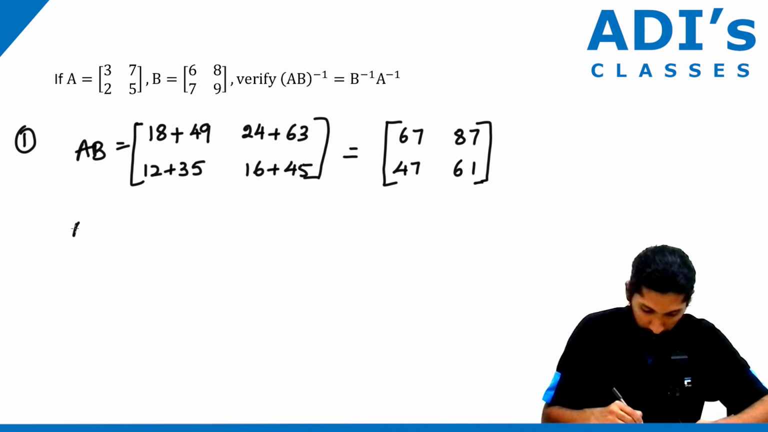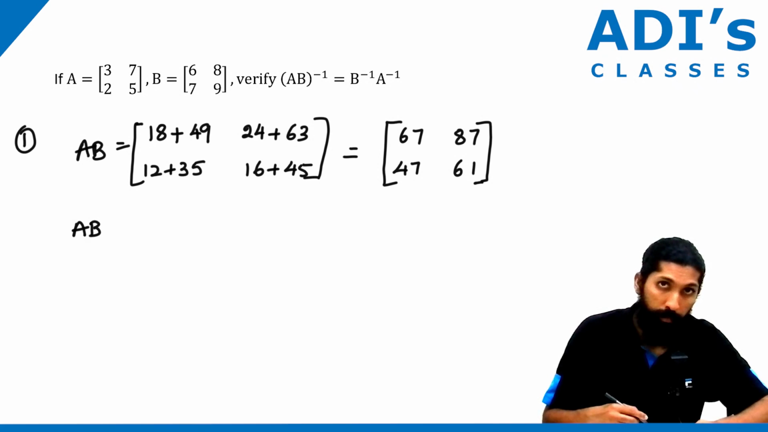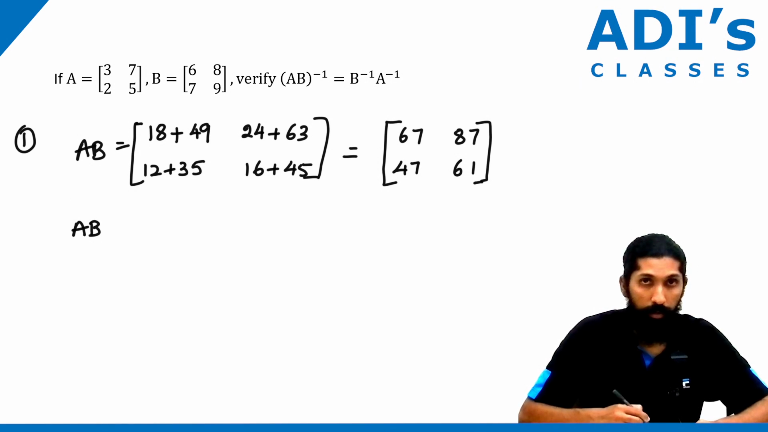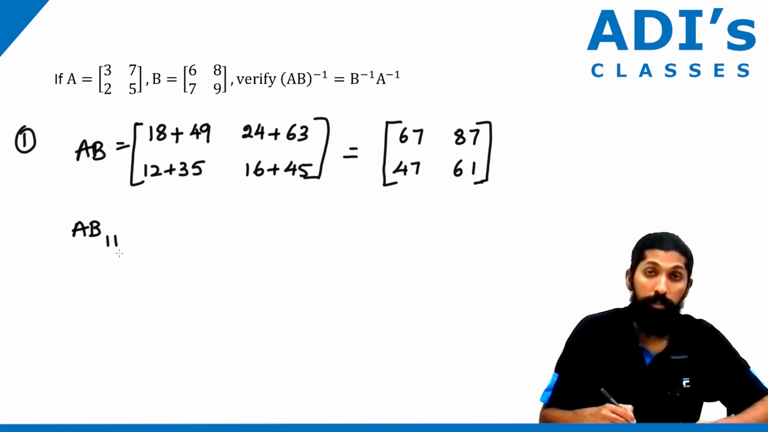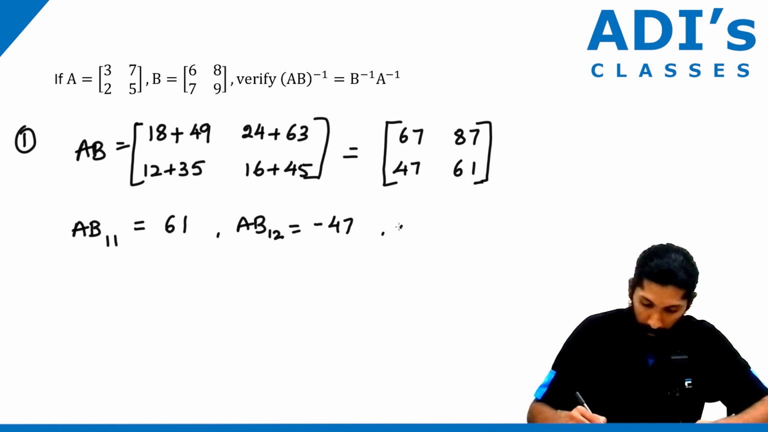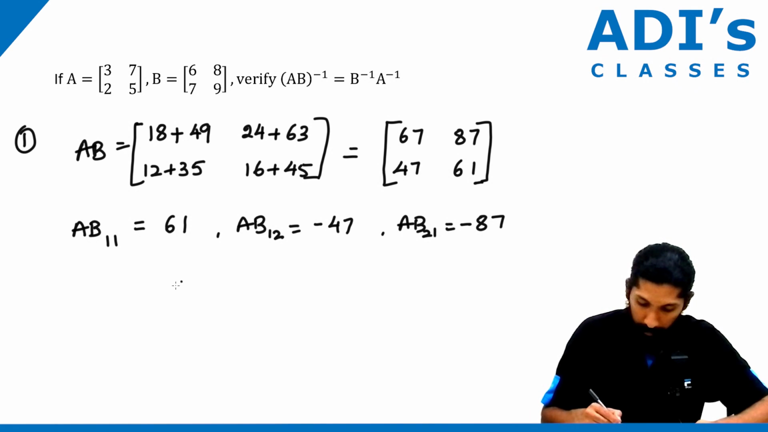For that, first you have to calculate the adjoint of the matrix AB, correct? If you know how to directly do it, you can go ahead and do it. Otherwise, you have to calculate the cofactor. So we'll do AB 1, 1. Cofactor of the first one is going to become 61. Then AB 1, 2 is going to become minus 47. Next, AB 2, 1 is equal to minus 87. Then finally, AB 2, 2 is equal to the last one, which is 67.